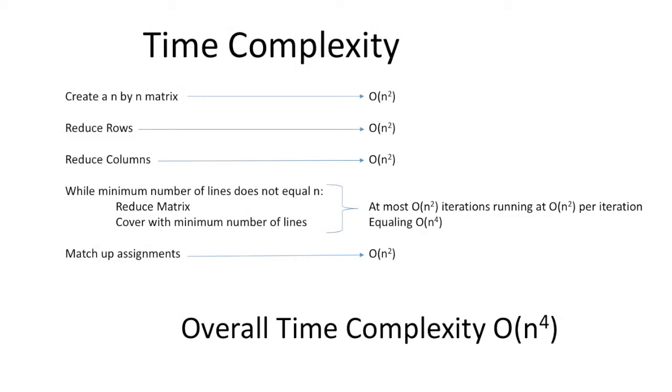The overall time complexity for the Munkres algorithm is big O n to the power of 4. Most of the steps are big O n squared because we're looking at every element in the matrix. In a loop, we calculate the minimum number of lines. This takes big O n squared as we're looking at each element in the matrix. We'll keep trying to calculate the minimum number of lines at most big O n squared times, which means the final and overall complexity of the algorithm is big O n to the power of 4.